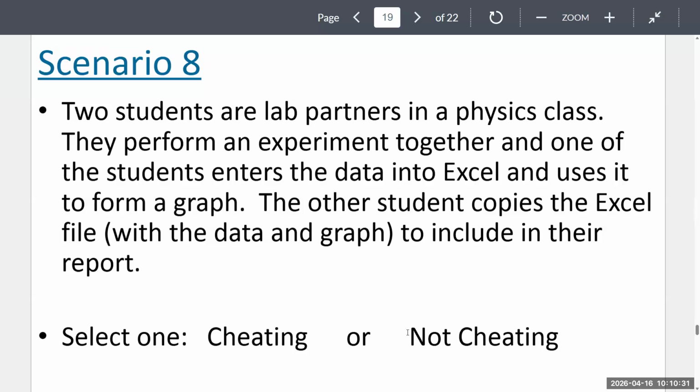This is some gray area, but I believe this is not cheating because they are allowed to work together. They are working together. One is reading off the data while the other is entering the data and forms a graph, and they use the same graph. Okay. So you can share the data, maybe just make a different graph or something, but I think this is not cheating.